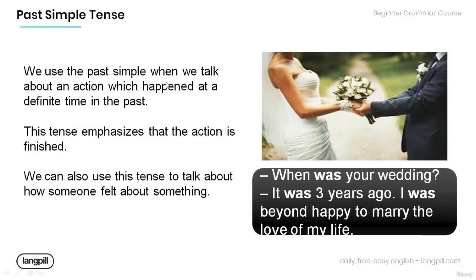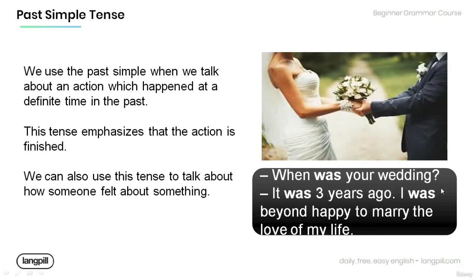We use the past simple when we talk about an action which happened at a definite time in the past. Now, this tense emphasizes that the action is finished. Note that we can also use this tense to talk about how someone felt about something. Let's have a look at the dialogue over here.